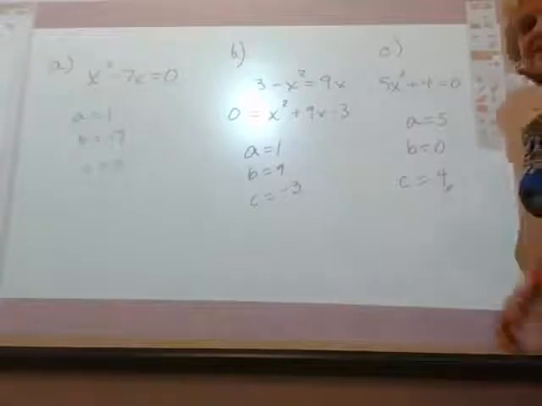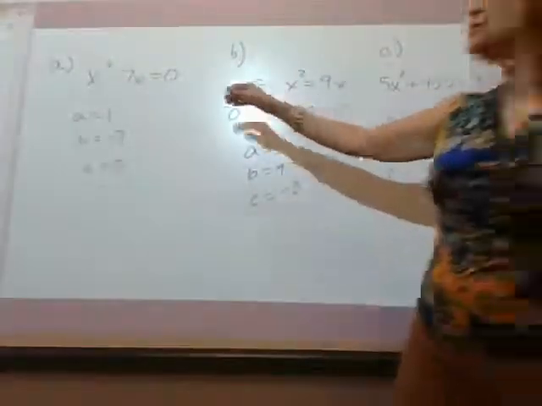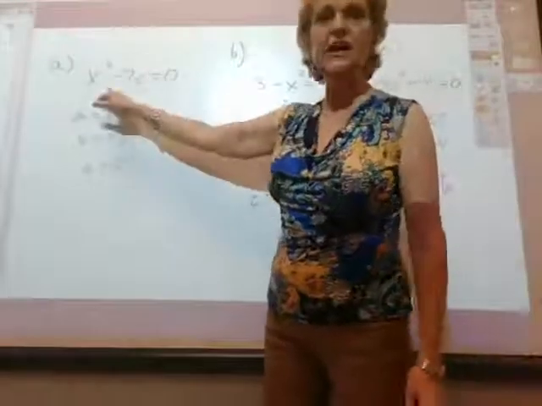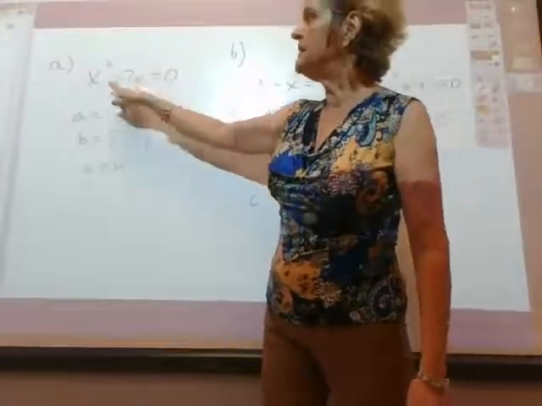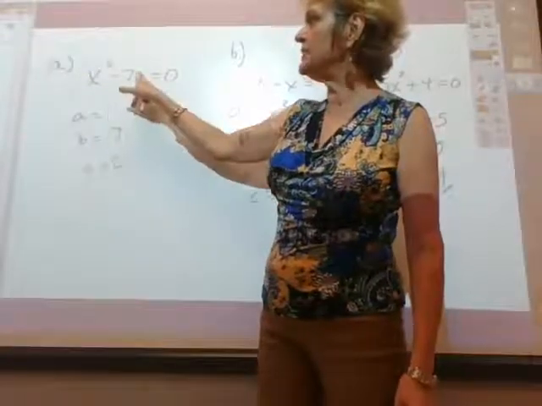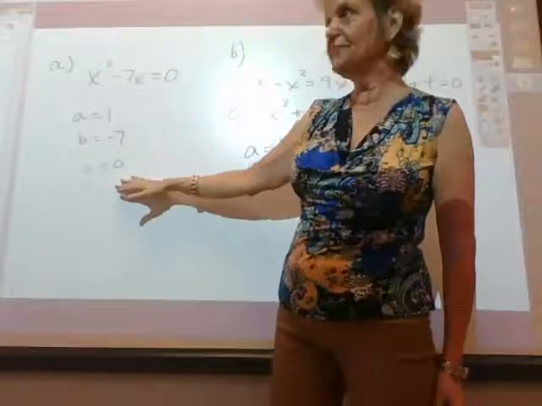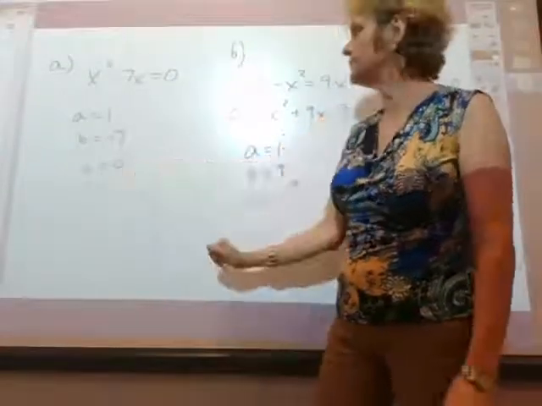Okay, so with A, I had to move the 7x over, so I subtracted it, setting it equal to 0. The A is what's in front of the x squared. The B is what's in front of the x, and I don't have a C for that one, so I do put C as 0.